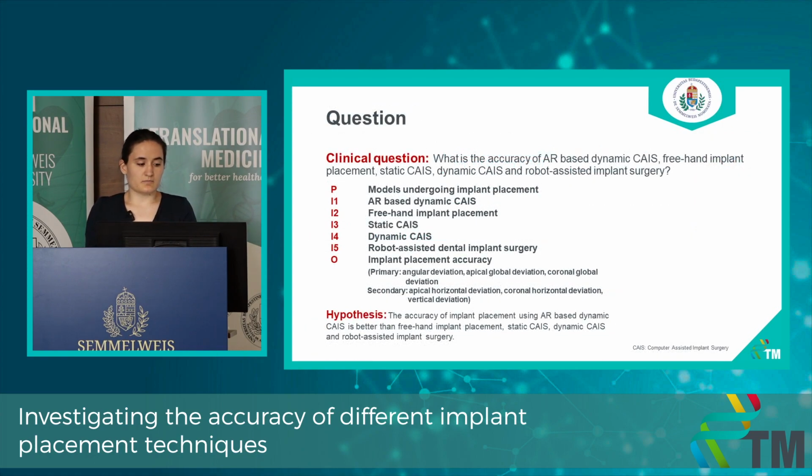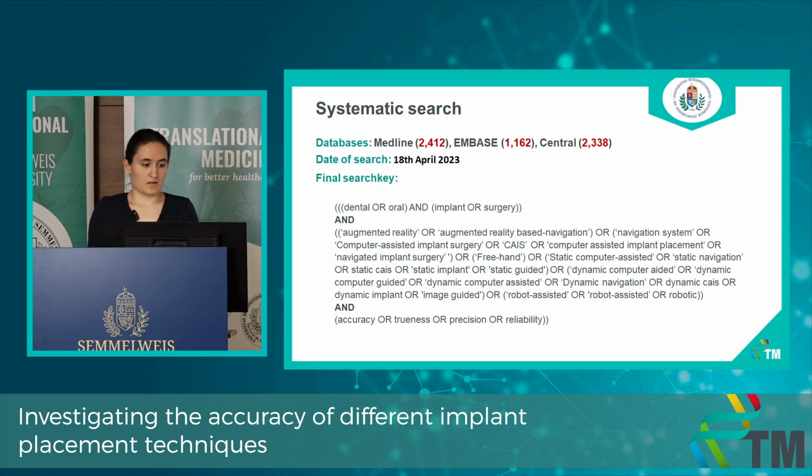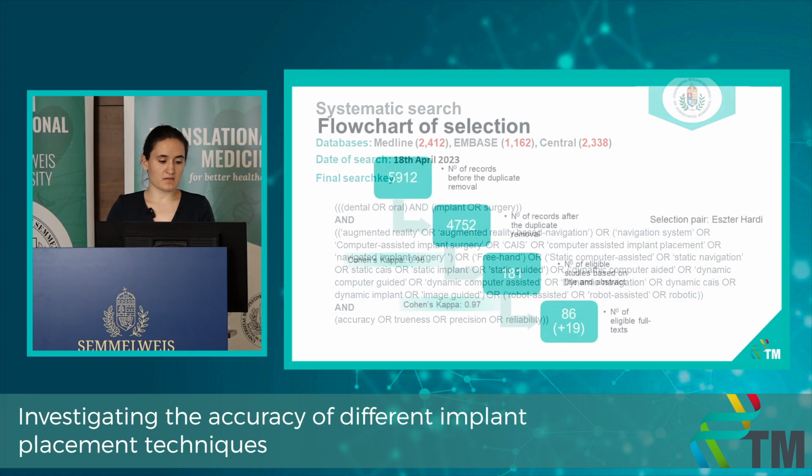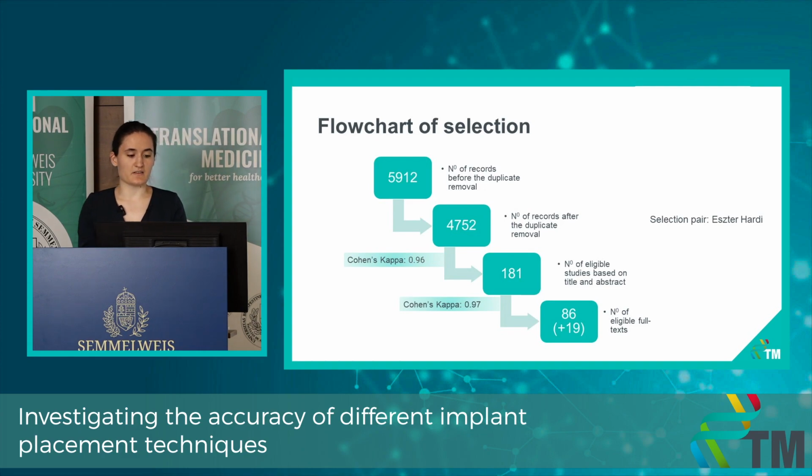So our clinical question is basically the accuracy of all these available techniques. You can see that we have no control groups. The interventions are these methods, and we are measuring implant placement accuracy. We conducted a refreshed systematic search on the 18th of April. Here is the search key, and here is the result of our selection. With the citation chasing articles, those 19 added, we have a total of 105 articles.